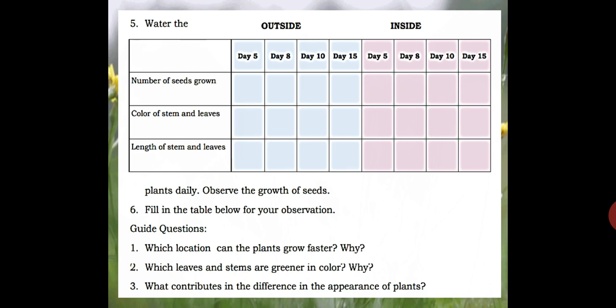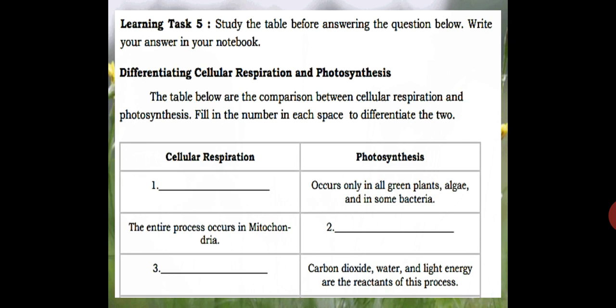Number 1, which location can the plants grow faster? Is it the plant that is being placed inside or the plants that is being placed outside? And why? Number 2, which leaves and stems are greener in color and why? Number 3, what contributes in the difference in the appearance of the plants?